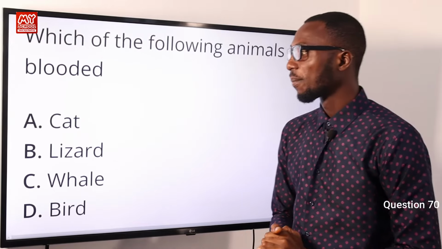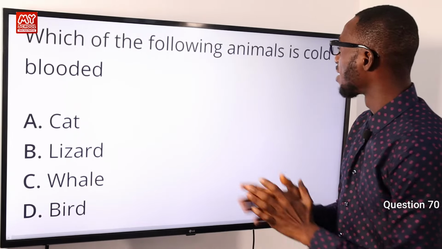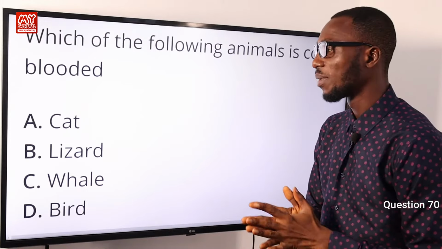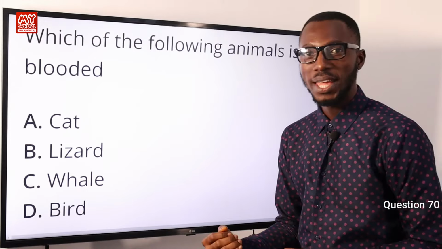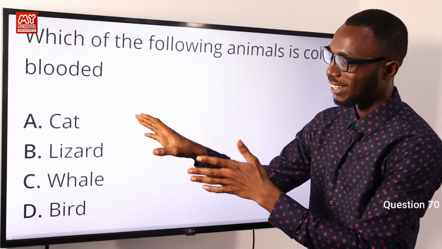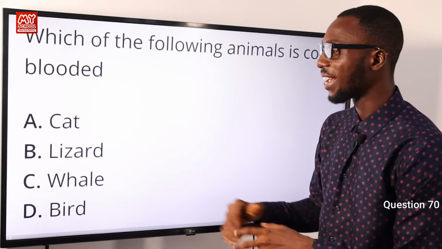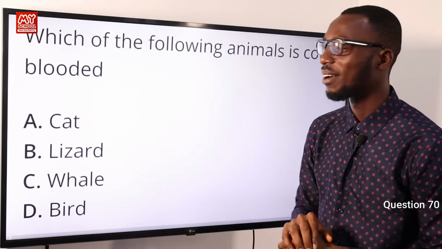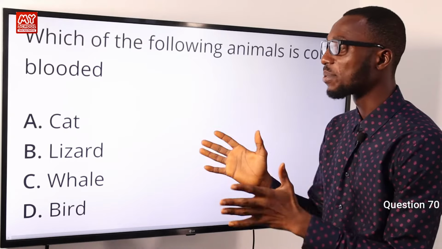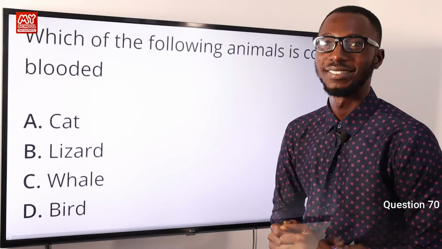Question 70. Which of the following animals is cold-blooded? Cold-blooded animals include the reptiles, the amphibians, and the fishes. Looking at all of these options, we can see that the lizard is a reptile and it is cold-blooded. So option B is very correct.